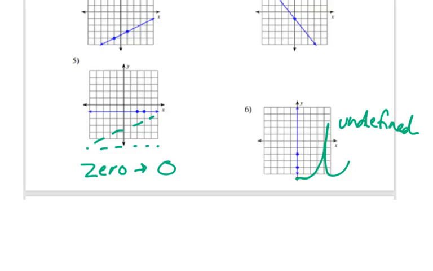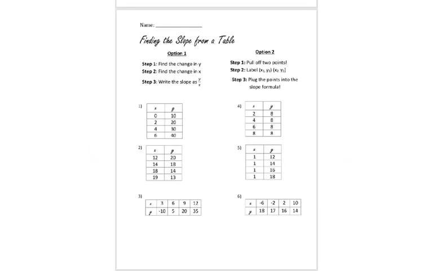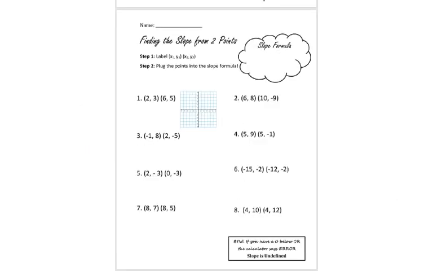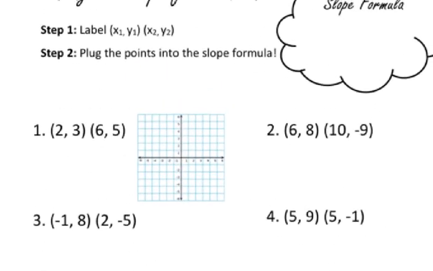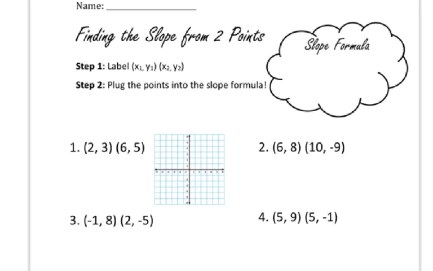So now that we have graphed slopes and we've written the slope from a graph, we are now going to write the slope from 2 points. So we've graphed it, we've looked at the rise over the run, we have figured out what the slope is from a graph. So now we are going to figure out what the slope is.